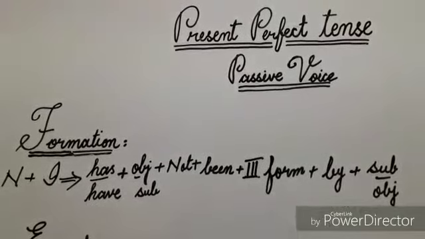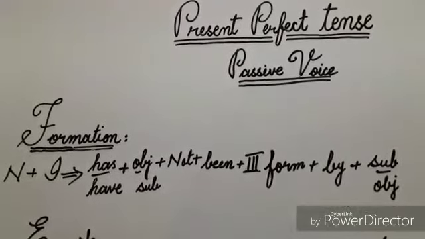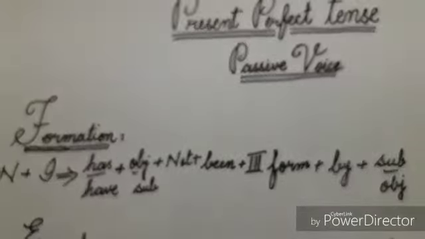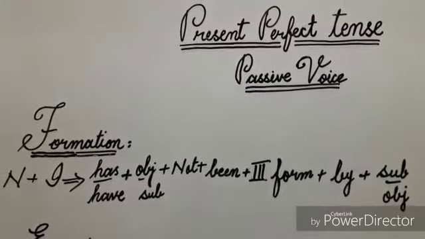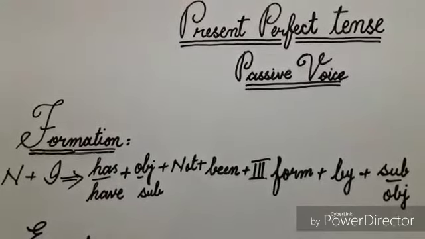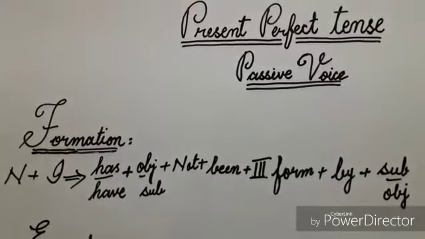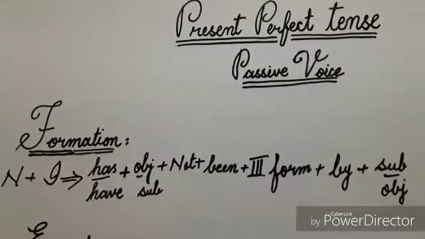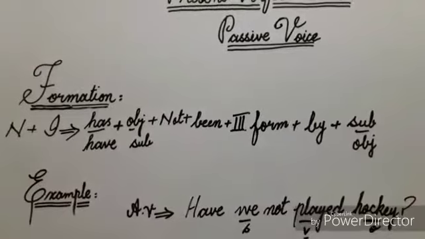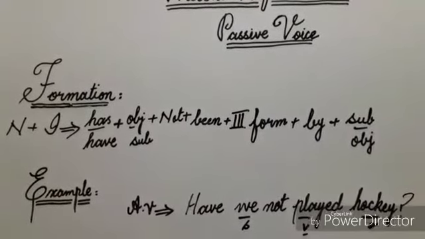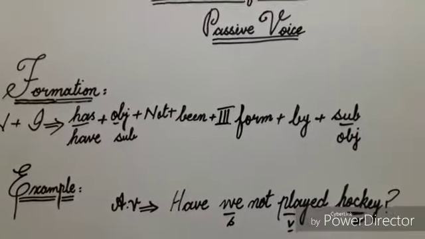Formation for negative plus interrogative sentences is helping verb has or have, object in subjective condition, not, been, third form of verb, preposition by, and subject in objective condition. Now I'll explain this formation by example. Have we not played hockey?